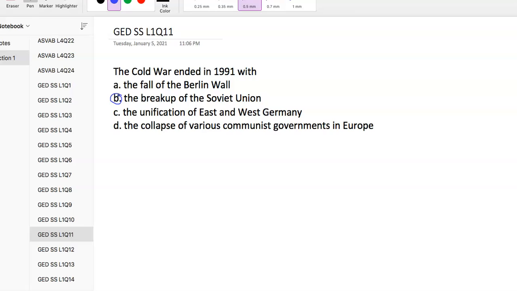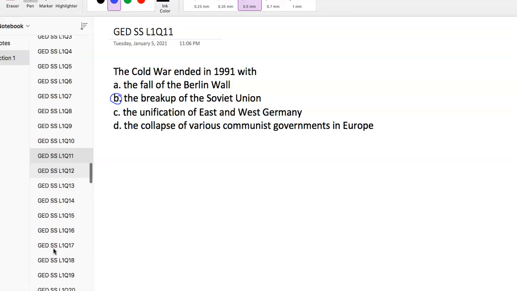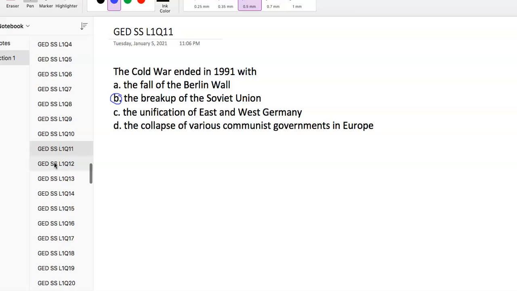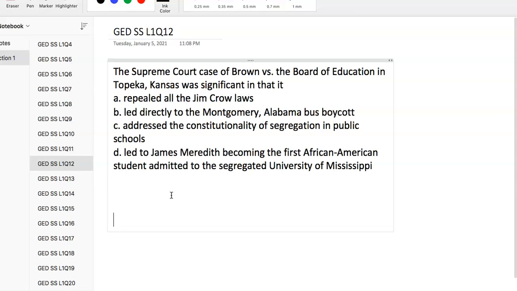Okay, so it's easy to think that it was the unification of East and West Germany, because time-wise that is pretty similar, or the fall of the Berlin Wall, but the principal thing that happened was the breakup of the Soviet Union ended the Cold War. We may get to this, but it's called the Cold War because there was no bloodshed. Also important to know there.